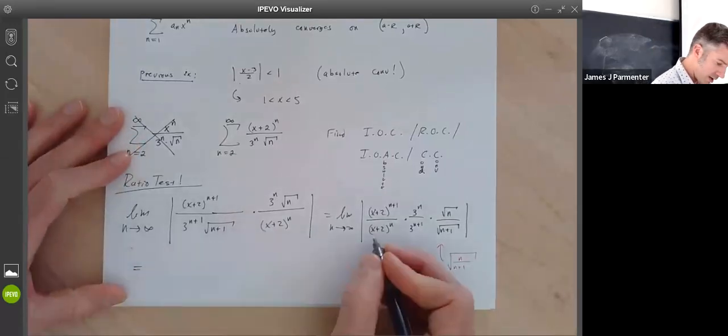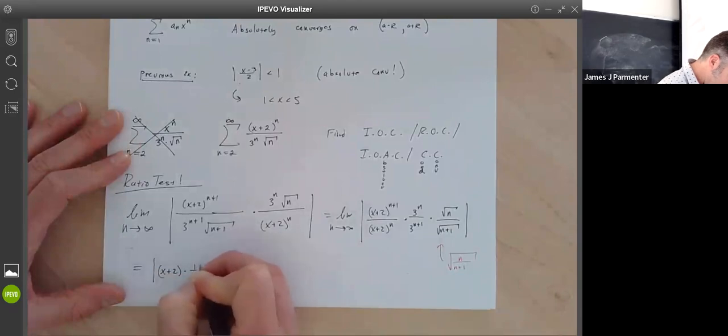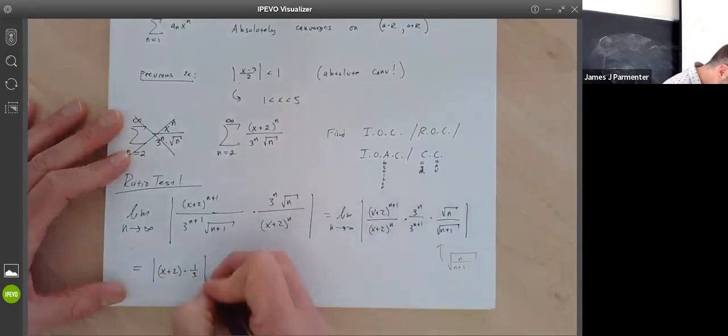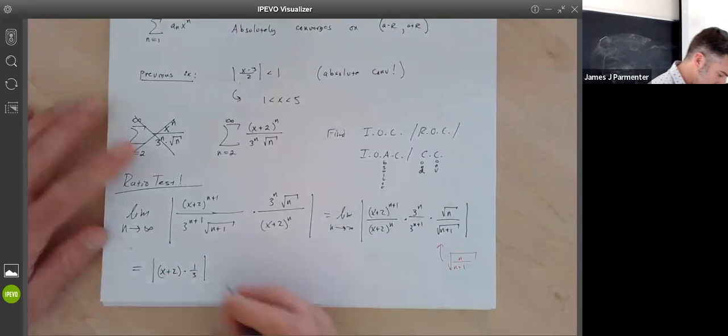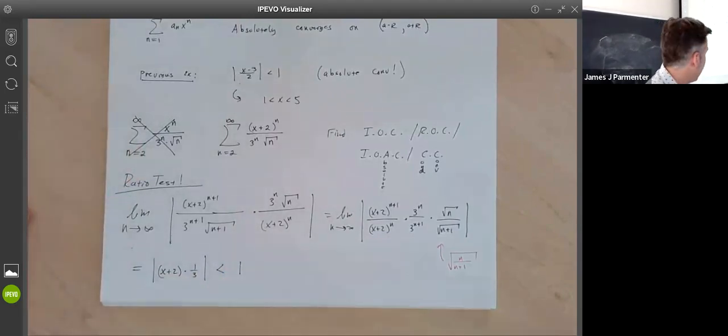So this is going to end up equaling the absolute value of x plus 2 times 1/3 times 1. And that's going to be less than 1 for convergence. And at this stage, you might be able to make the observation that the radius of convergence is how many?